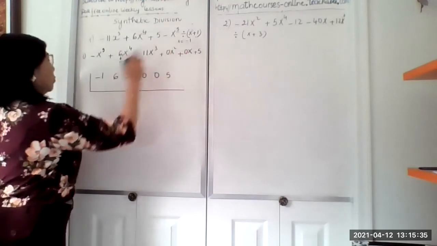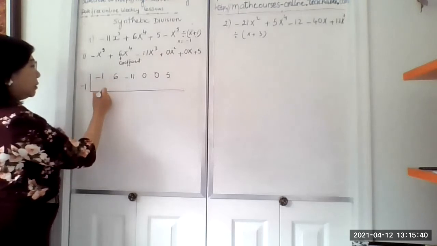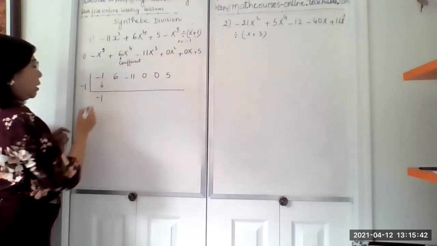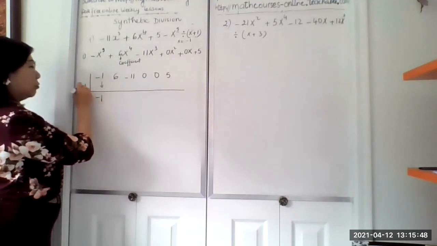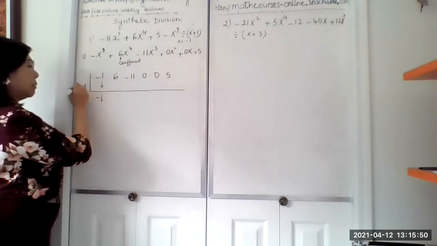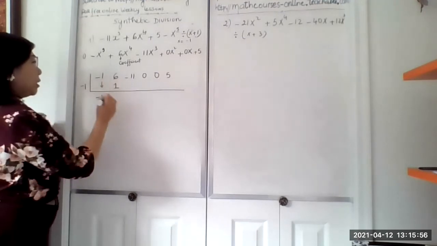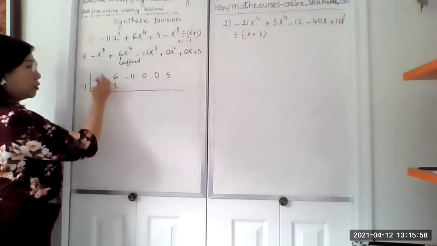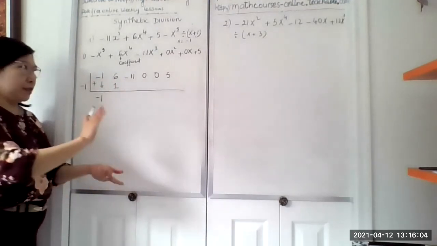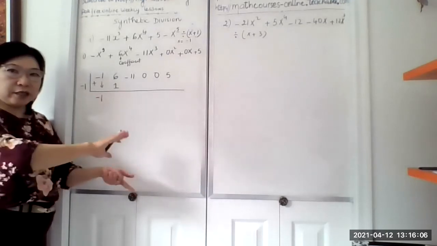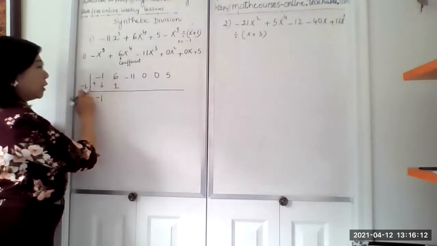I'm going to record minus 1 in here as the divisor. I'm going to bring this down exactly the same, minus 1. Now, like long division, you have to times the quotient with the divisor. So minus 1 times minus 1 will be positive 1. Now I'm going to add this. In long division, you subtract between them. In here, we add. Just remember, everything in synthetic is opposite. So instead of subtracting these two, we add them.